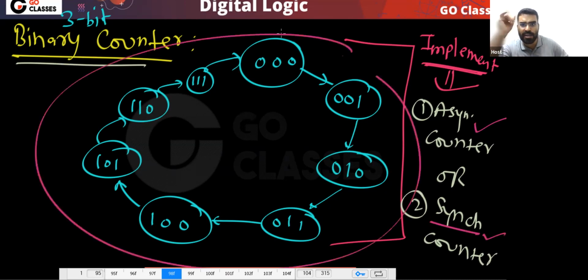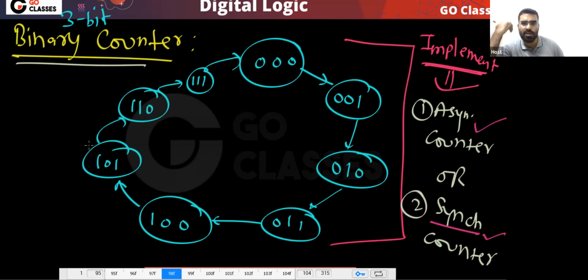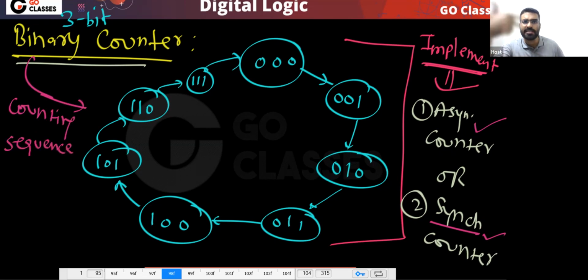This is the definition of binary counter. If anyone asks you what a binary counter is, this counting sequence is called a binary counter. The implementation can be different. Do you agree or not? This counting sequence is called a 3-bit binary counter, but the implementation can be either an asynchronous counter or a synchronous counter.